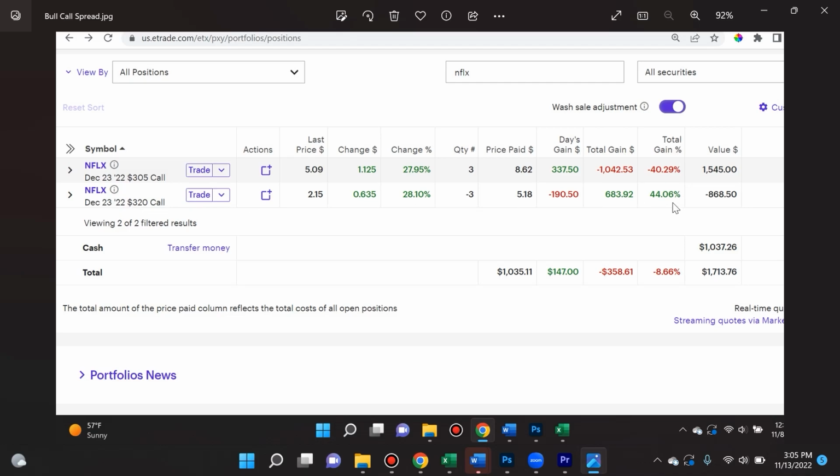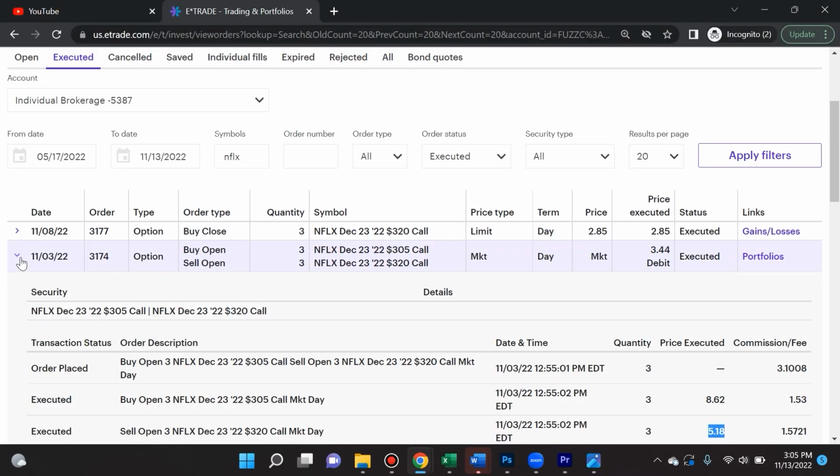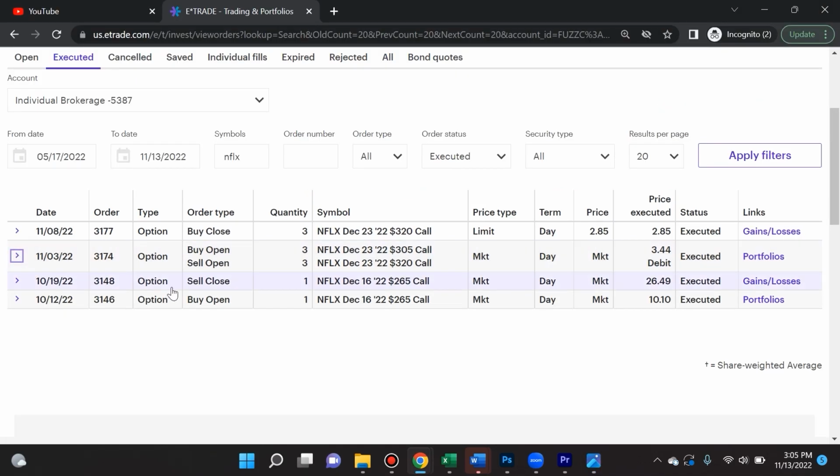that I have written. I was up 44.06%. And so I did something pretty smart in this situation. I went ahead and I closed out that position where I sold call options on Netflix with a $320 strike price. What does that mean? Well, I sold those options to someone. Those options were now worth a lot less. So I went and bought them back and closed out the position. And I was up like $750 just on that position.